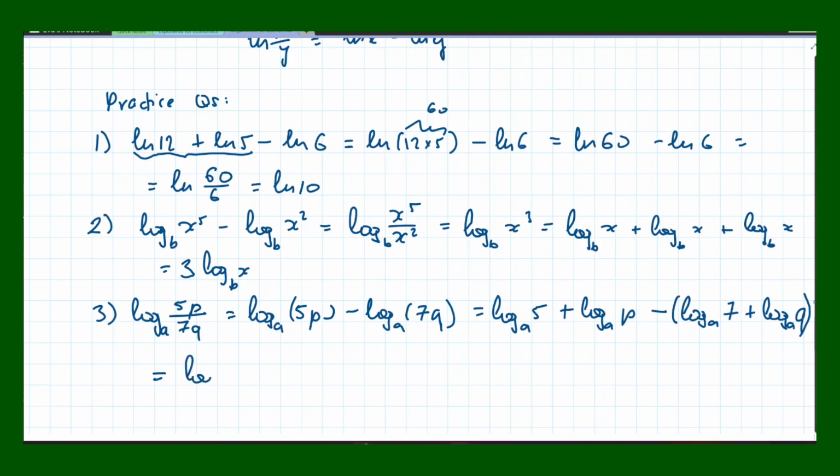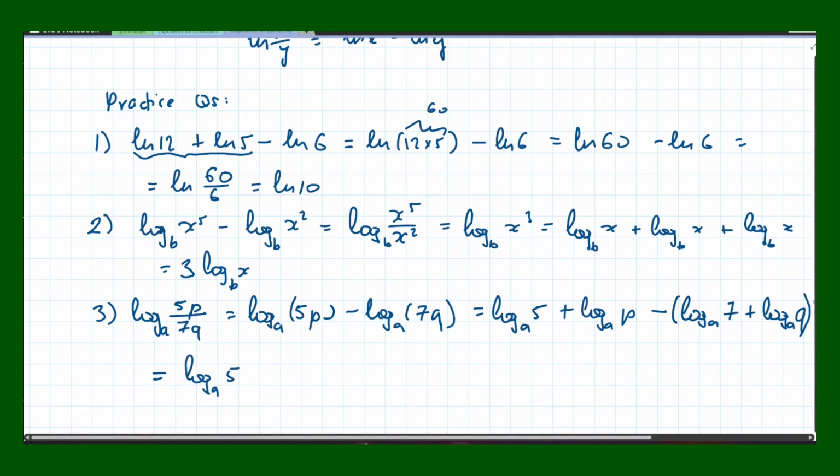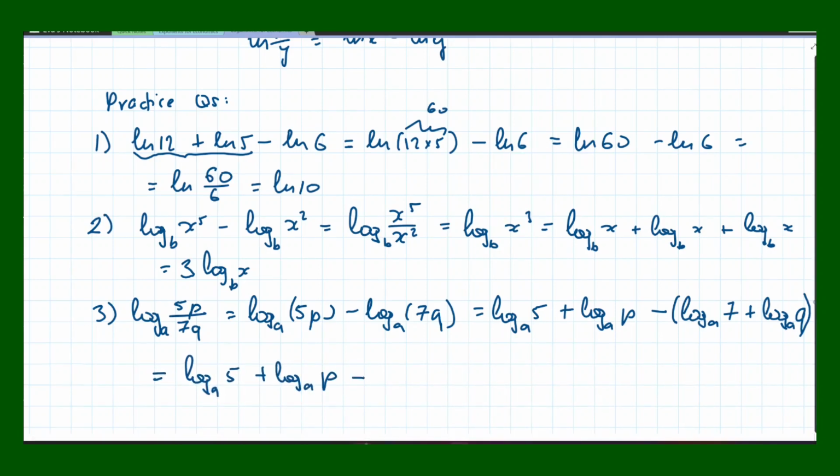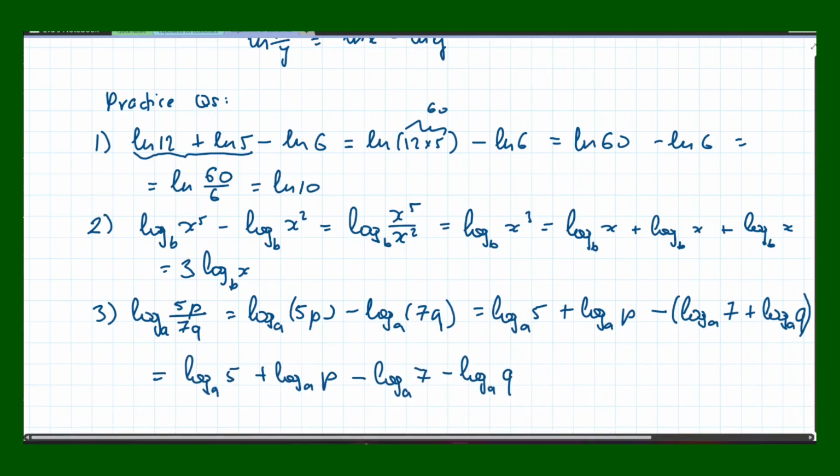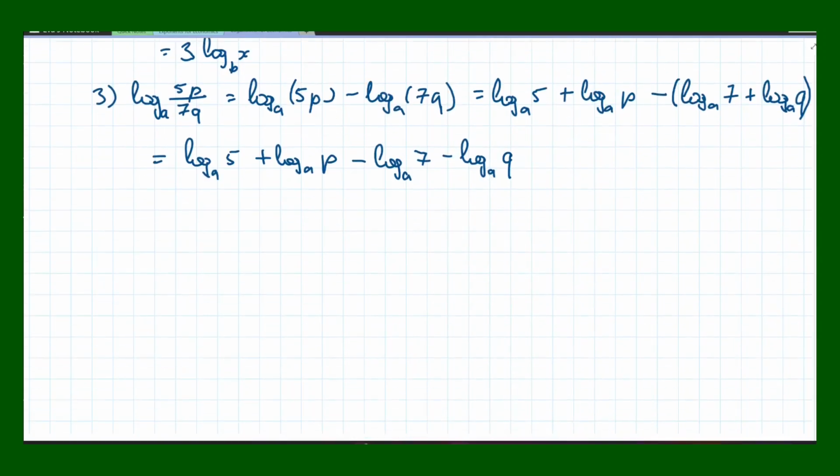That's going to be log base a 5 plus log base a P, take away log base a 7, and also take away log base a Q. And now what we've achieved is we've been able to break out this long expression into sums and differences of individual arguments of the same log base. Again, make a bit more space and move on to question 4.